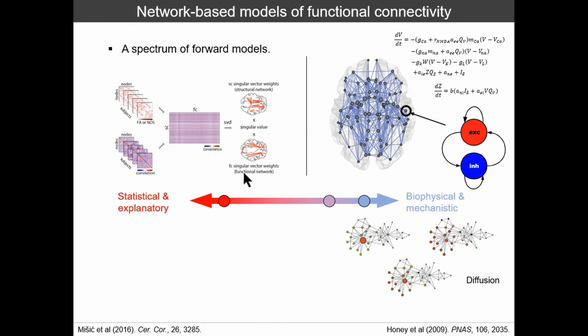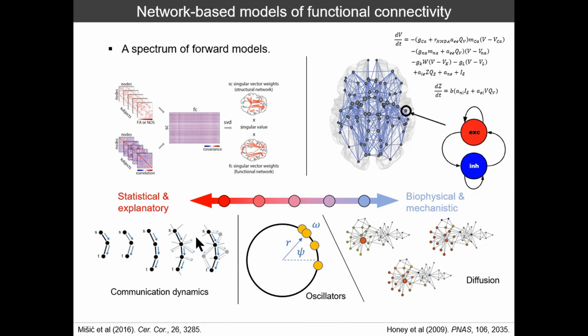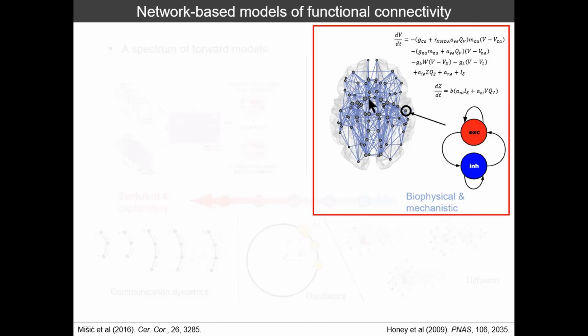Situated between these two extremes are a series of other dynamical models that gradually lose their biophysical reality, ranging from simple dynamical models based on diffusion processes, oscillator models, and then the communication dynamics, which we'll talk about later. But this is not a full representation of what is available. There are many abiological dynamical models that people have and continue to use to try to relate structure to function. But we'll focus today on the biophysical and mechanistic, and then ultimately the communication dynamics.